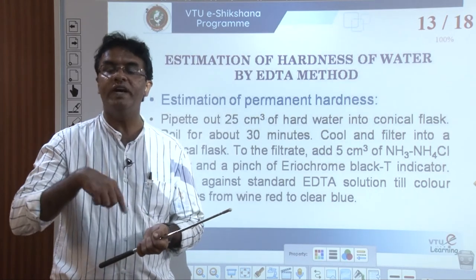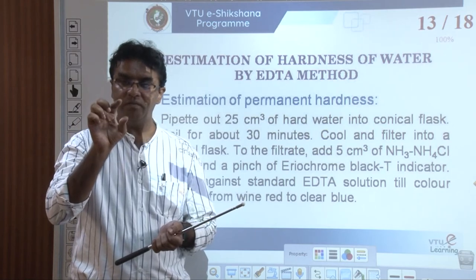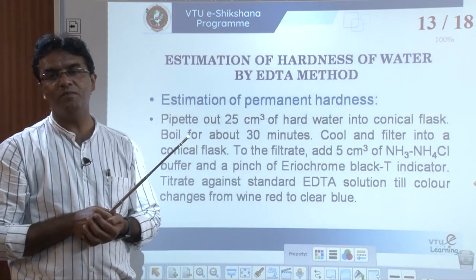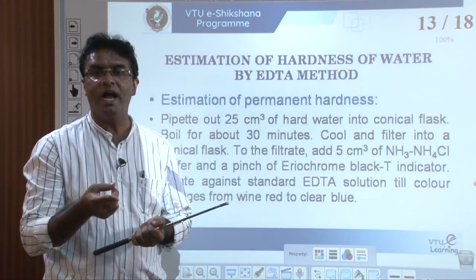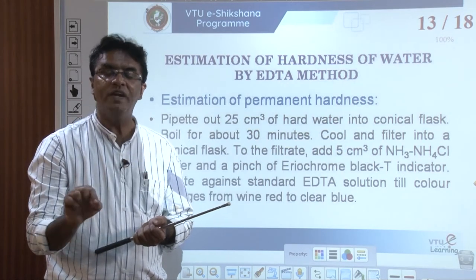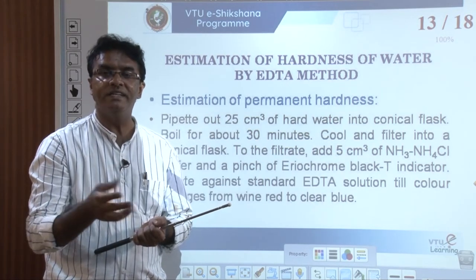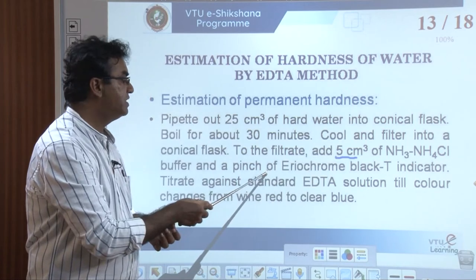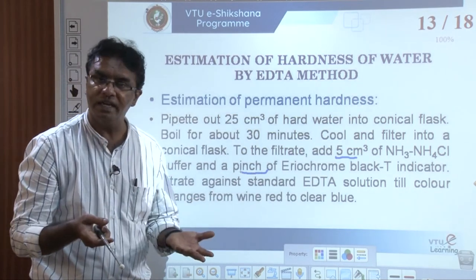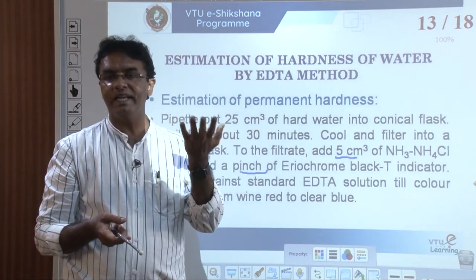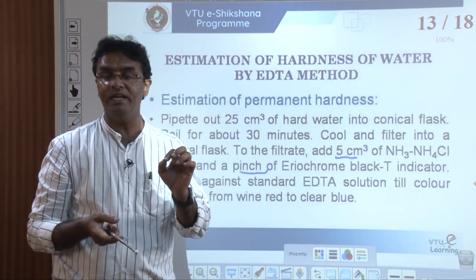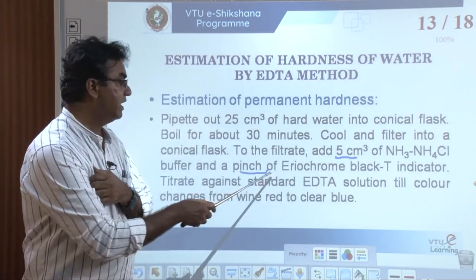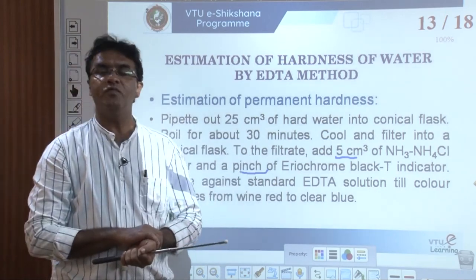Then what we do, to find out the permanent hardness, take the 25 ml of same water sample, boil it for half an hour, and after boiling it, filter it, take the filtrate, and to that filtrate, add 5 ml of ammonia, ammonium chloride buffer, and a pinch of ferrochrome black T indicator. You get wine red color as usual, and titrate against same standard solution of EDTA. Same EDTA, whatever we have used for finding out the total hardness. Against same EDTA, you titrate till the color is changed from wine red to blue.